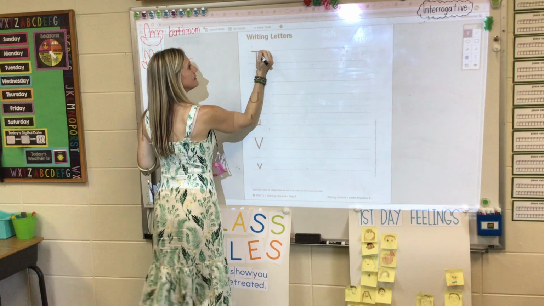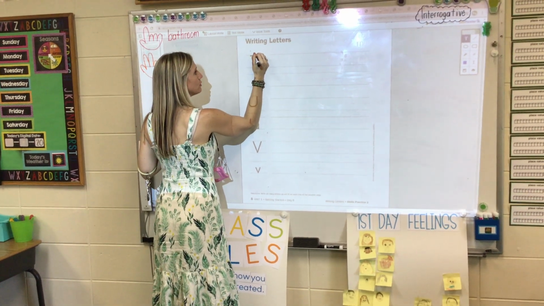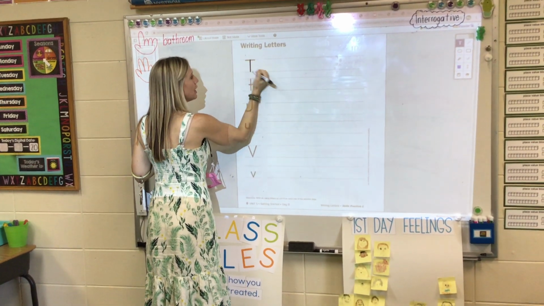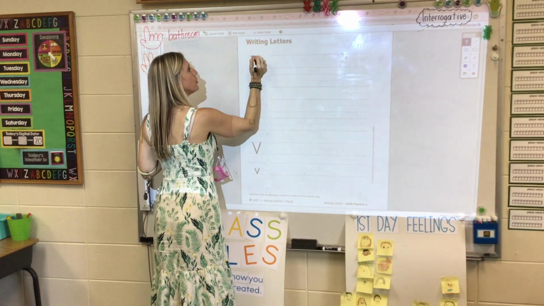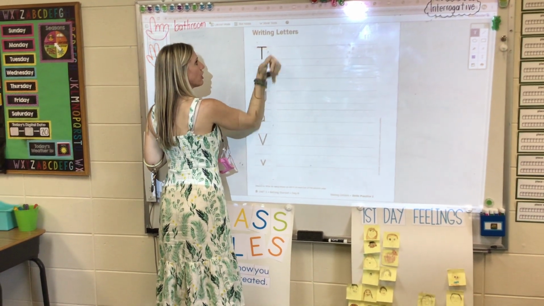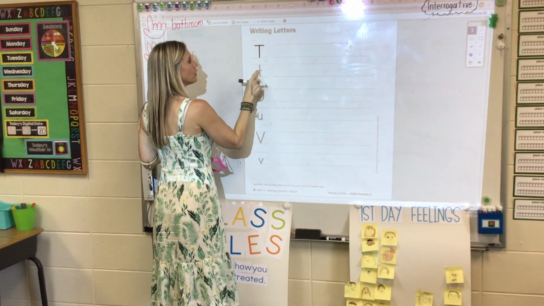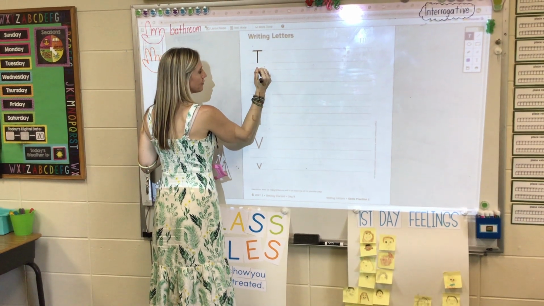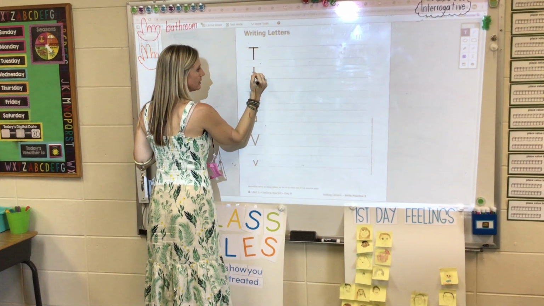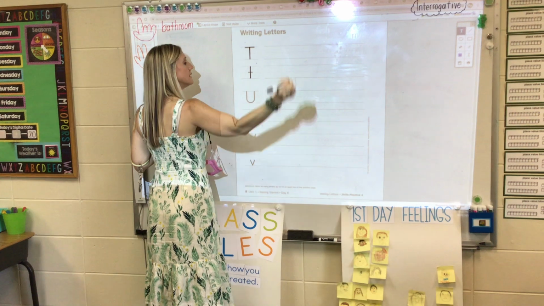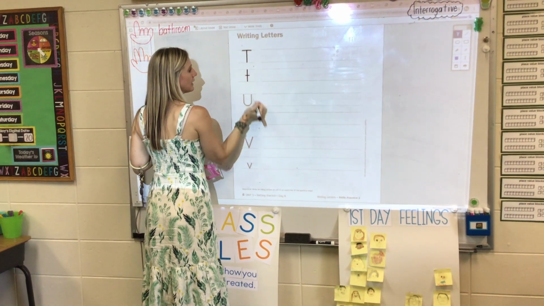So for uppercase T, we start at the headline. We pull straight down to the baseline. Pick up your pencil, move across the headline to finish off uppercase T. For lowercase t, we're going to trace it first. Start at the headline, pull straight down to the baseline, pick up your pencil, and move across the midline.